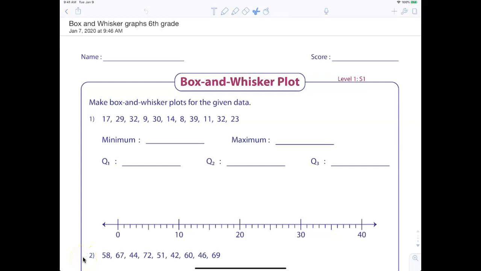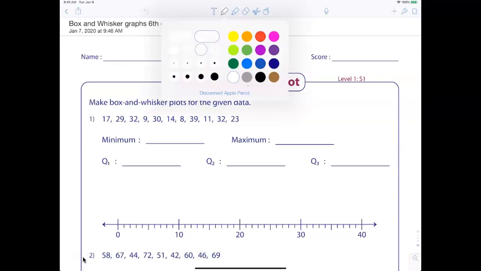All right. So, make a box and whiskers plot for the given data. First of all, what is the lowest value? Someone tell me real quick. I'm listening. Eight. Someone says 8. Do you agree? 8 is the lowest value. All right.